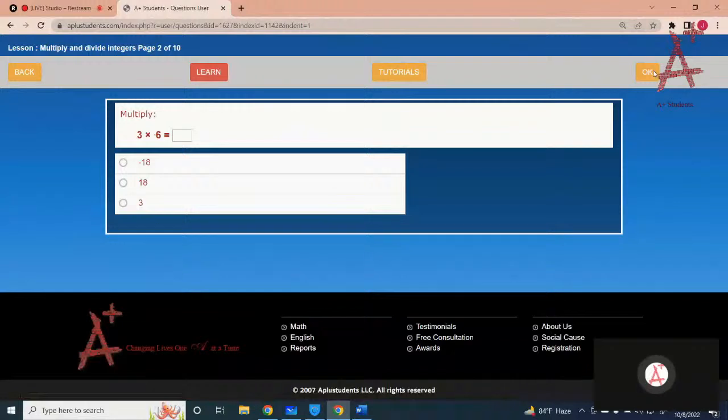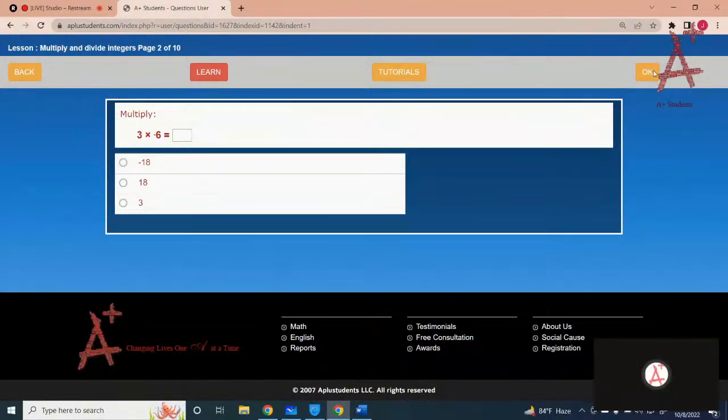Okay, multiply 3 times negative 6. So you are multiplying two numbers that have different signs. Got it? So when you multiply two numbers that have different sign, your answer must be negative. Got it? Keep these very important in your mind about multiplying integers.